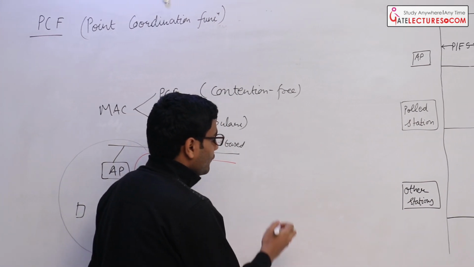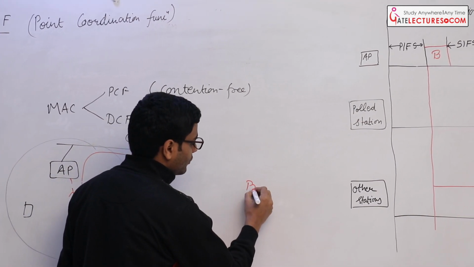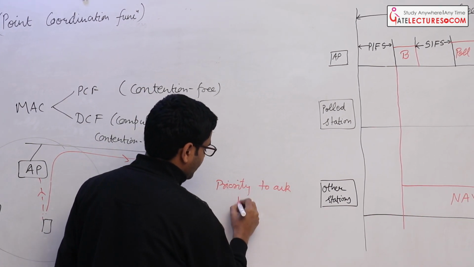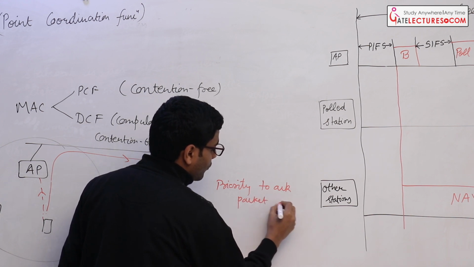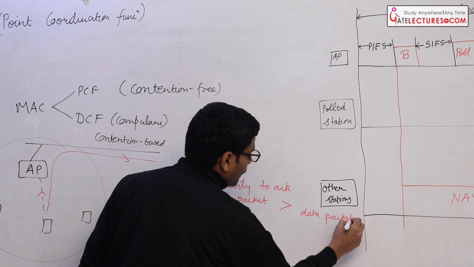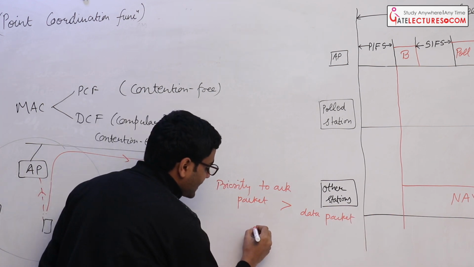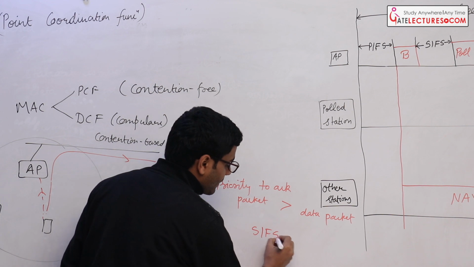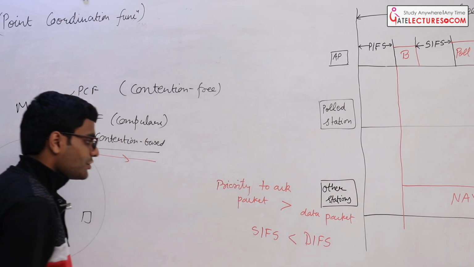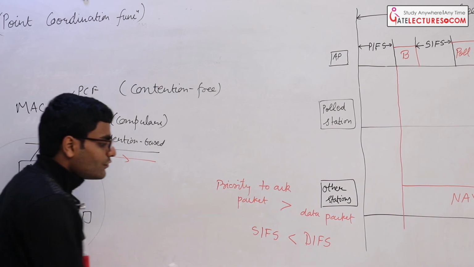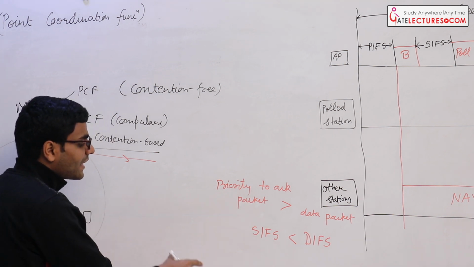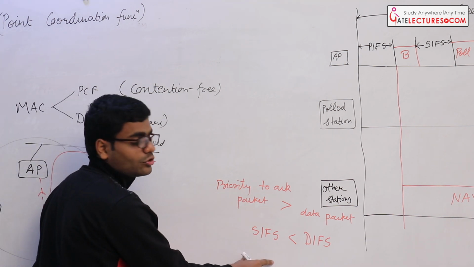So that's why we use the point coordination function. Just as I said, we want to give priority to the acknowledgement packet more than the data packet. For that, what we did is that the SIFS timer is less than the DIFS timer. When a station wants to send a data packet, it has to wait for DIFS amount of time, and when a station has to send an acknowledgement packet, it has to wait for SIFS amount of time.